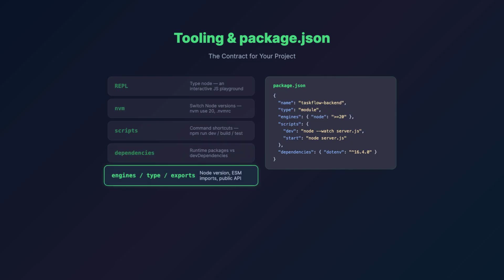The engines field declares which Node version your project supports. The main field points to your entry file. The type field, set to module, switches you to modern import syntax. And the exports field controls exactly what other code can import from your package. package.json is the contract for your entire project.